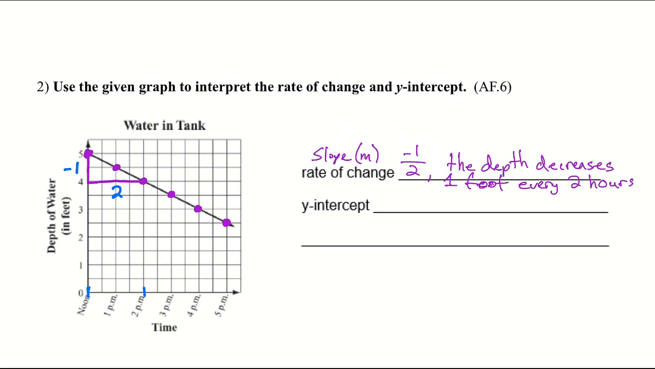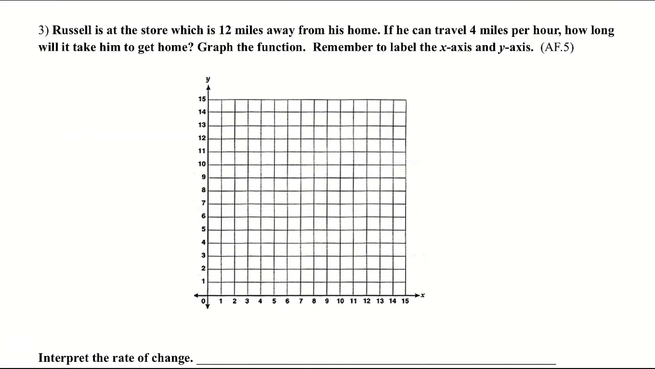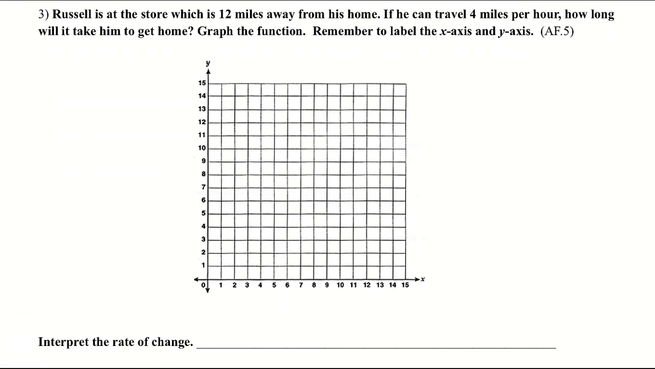And then my y-intercept is at 5. And what that means is the 5 is going to be the starting depth of water. Let me put this down here. The starting depth of water. There we go. That's the front page. Second page. After this page, I'll probably end this first video.